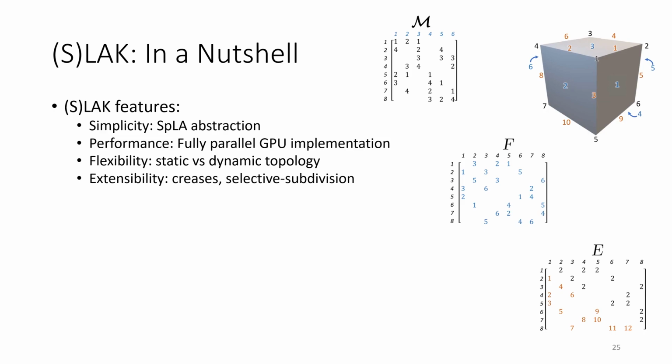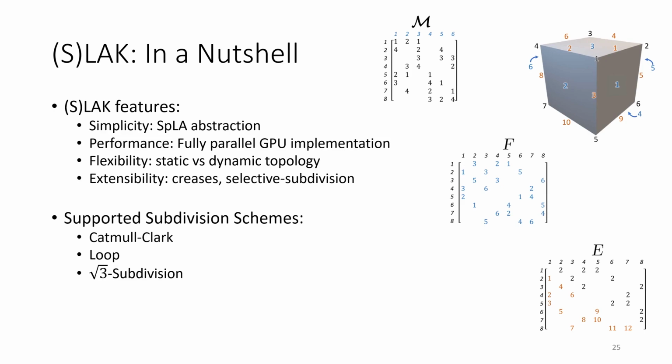Our approach is capable of handling extensions such as semi- and infinitely sharp creases and also selective subdivision, where only certain parts of the mesh are subdivided, for example around extraordinary vertices. While this talk clearly focused on Catmull-Clark subdivision, we also have Loop and Sqrt3 in the paper.